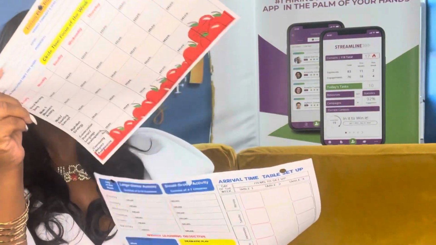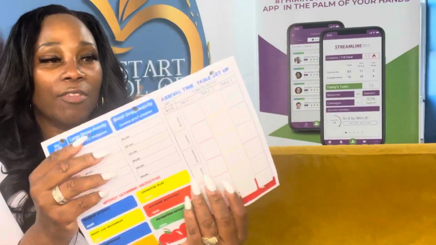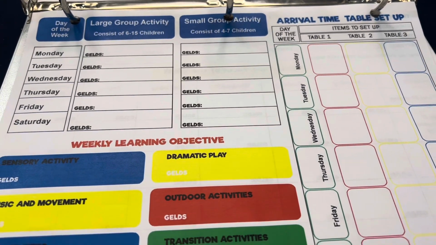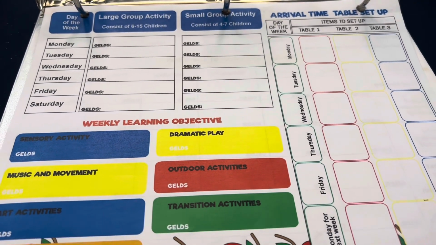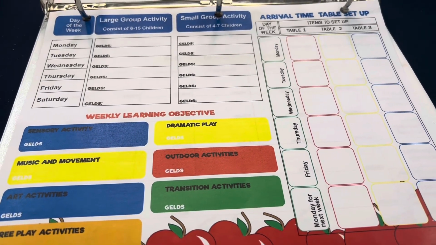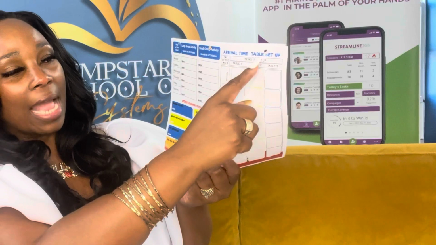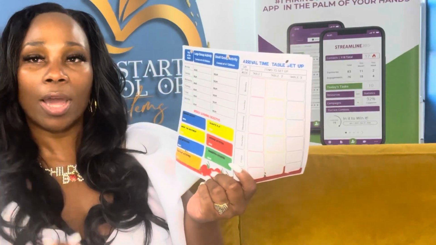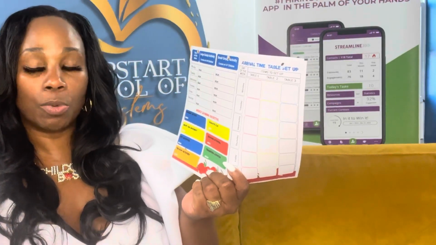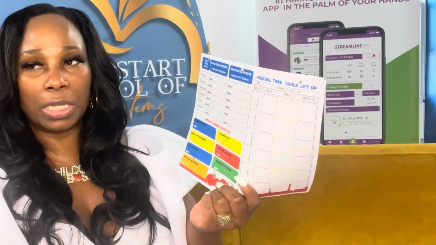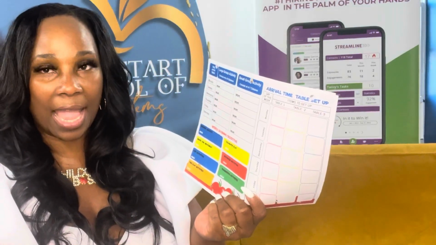And then on the back of the form, this is where we have our classroom management portion. So let me explain to you how this works. All right, on this side here, you will see arrival table setup. One of my classroom expectations was that when you close out your classroom, you set up your table, having it ready for the next day.